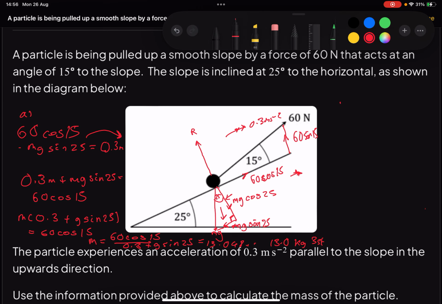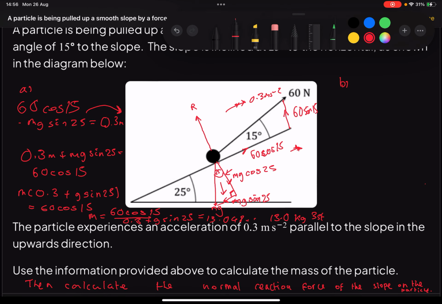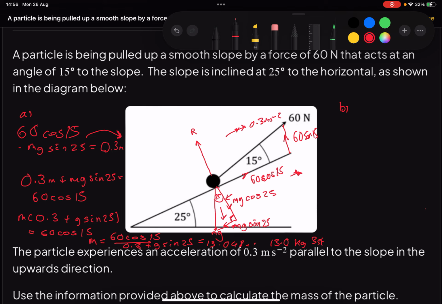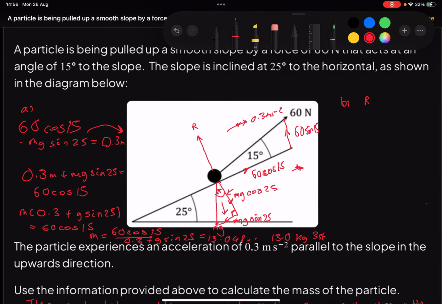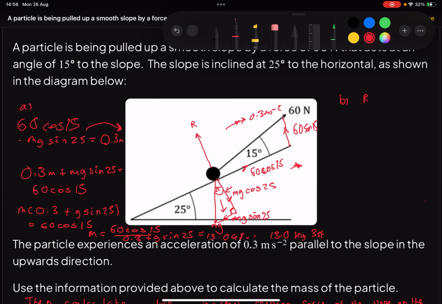Now for part B. Part B asks us to calculate the normal reaction of the slope on the particle. So we know R is in the positive direction, as upwards is always taken as positive in these types of questions. So R plus 60 sin 15.